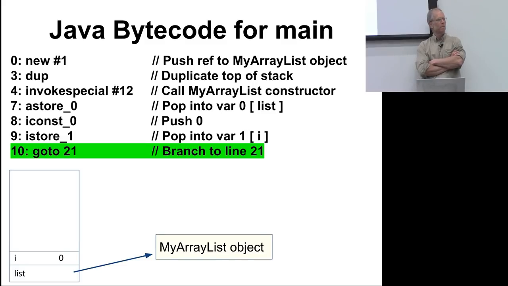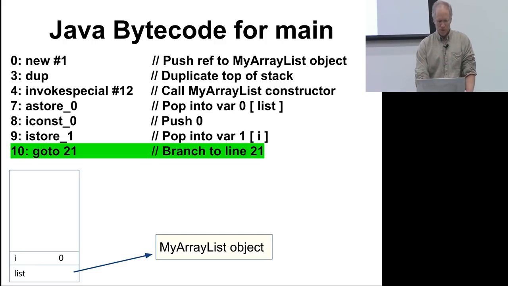Remember that the main method said list gets new array list. So we've done that. And then a for loop begins, and the first thing the for loop does is assign 0 to I, and we've done that. And the next thing it says to do is go to line 21, go to byte 21. You'd be wondering, why do we do that instead of just putting what we want to do next here? But we'll do what it says.